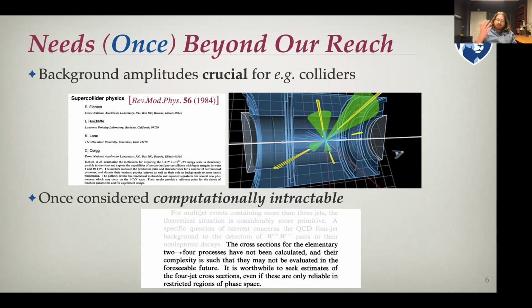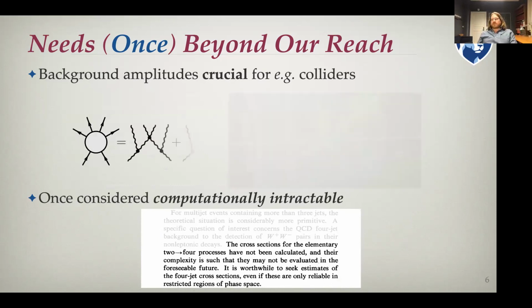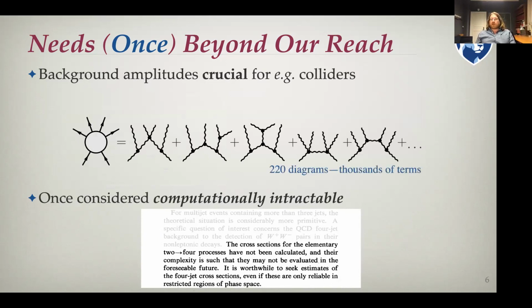Well, it's not hard to see why they viewed this as deeply intractable. You just open up a textbook and you follow the Feynman rules, right? It's not so bad. At leading order of perturbation, this process would be encoded by 220 Feynman diagrams, each one of these diagrams being dozens and dozens of terms. And so we're talking about thousands and thousands of terms. There's no way you're ever going to do this on pen and paper.